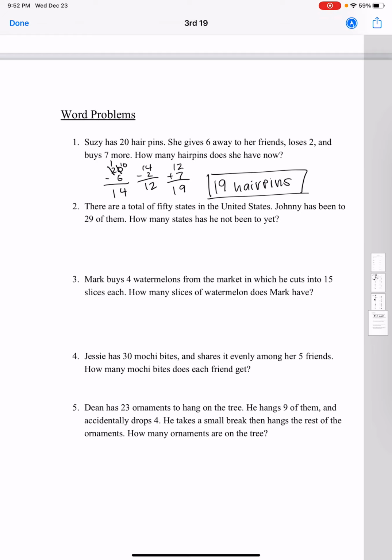Okay, number 2. There are a total of 50 states in the United States. Johnny has been to 29 of them. How many states has he not been to yet? So there's 50 states in total, and he's been to 29. So 50 minus 29. So the 0 turns into a 10 by bringing over a 10 from the 5. So the 5 becomes a 4. 10 minus 9 is 1. 4 minus 2 is 2. So he hasn't been to 21 states.